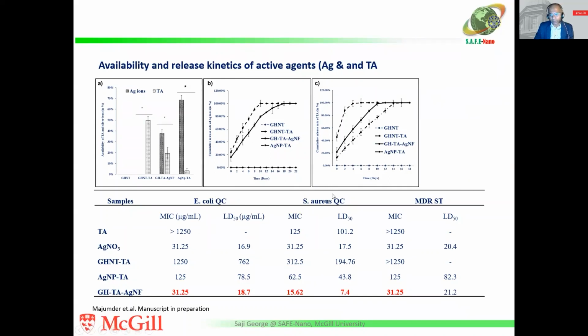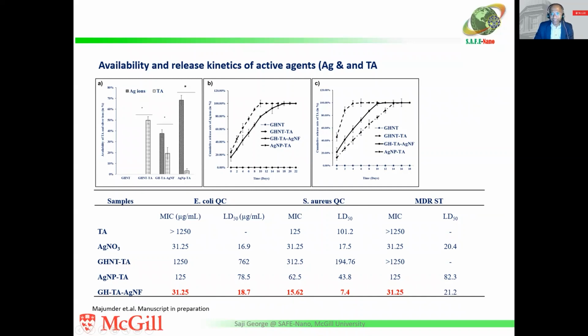coli or SRS. Those are two quality control strains, and then the multi-drug resistant Salmonella isolate that we had discussed before. Clearly, that composite material showed much improvement in the MIC value, minimal inhibitory concentration value, of these drugs.